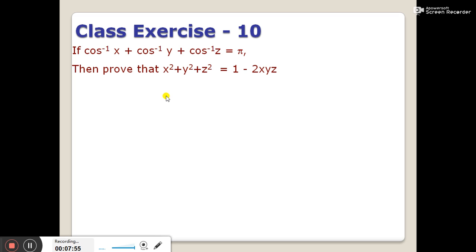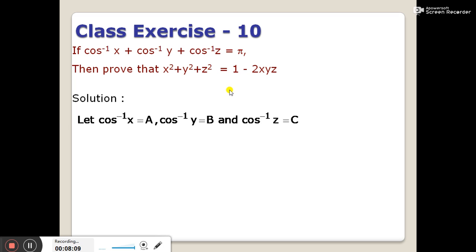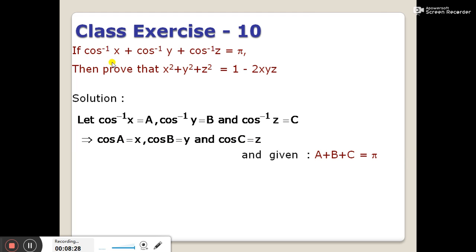Now the next example: if cos inverse x plus cos inverse y plus cos inverse z is equal to pi, then prove that x square plus y square plus z square is equal to 1 minus 2xyz. First of all, we suppose cos inverse x is equal to a, cos inverse y is equal to b, and cos inverse z is equal to c. Therefore x is equal to cos a, y is equal to cos b, and z is equal to cos c, and the given equation becomes a plus b plus c is equal to pi.